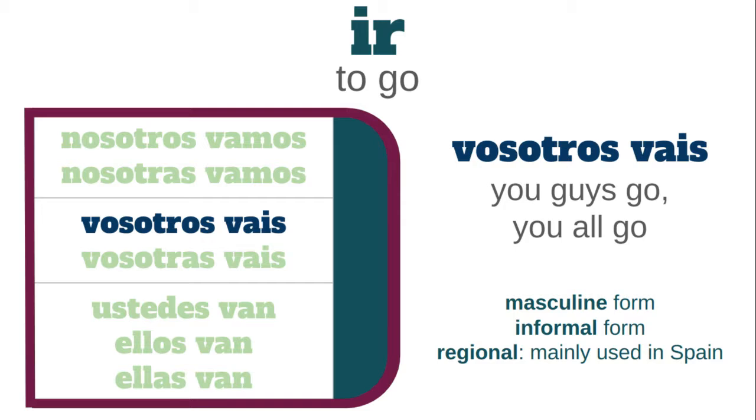The next one is the vosotros form. Vosotros vais. That means you guys go or you all go, all of you go. That's an informal form that we use if we're talking to a group of people that we call by their first names. And this informal form is only used mainly in Spain. Vosotros vais.